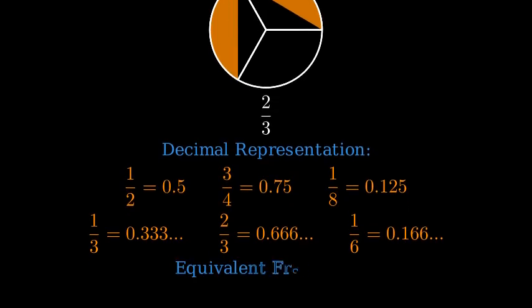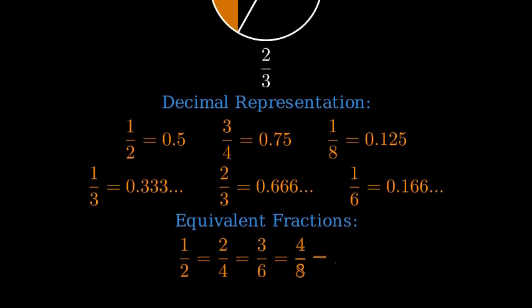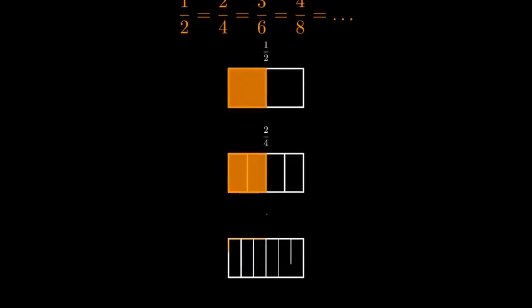An important property of rational numbers is that they can be expressed in many equivalent forms. For example, 1/2 is equivalent to 2/4, 3/6, and so on. All of these represent the same rational number.